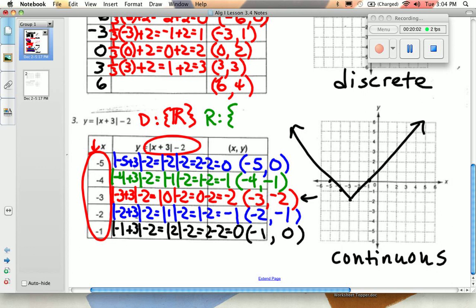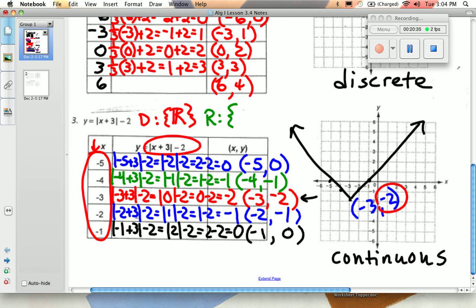If it can't be all real numbers, then give me an example of a number it can't be. Negative 3. Negative 4. What's the lowest point on that graph? Remember how we did this when we did domain and range? We said, okay, what's the lowest point on the graph? Negative 2. So the lowest y value is negative 2.